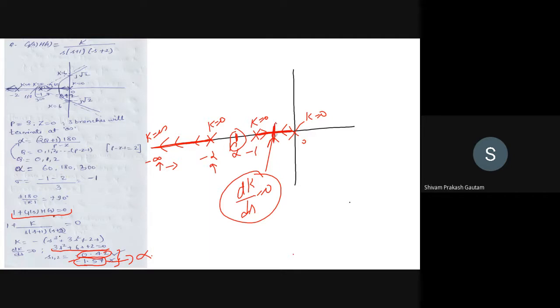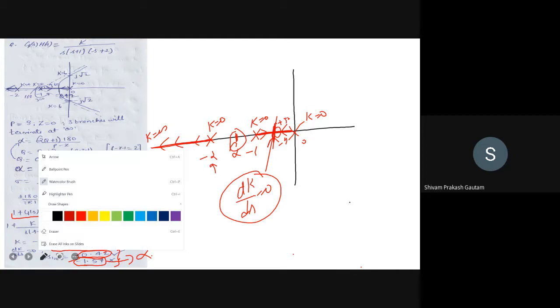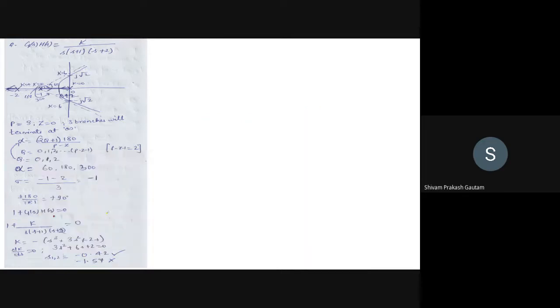And this will leave the real axis at an angle of plus minus 90 degrees. So this is plus 90 and minus 90. Now after this it has to follow the asymptote, right? So asymptotes, let me redraw it again.